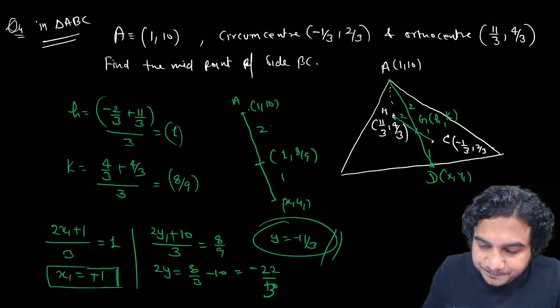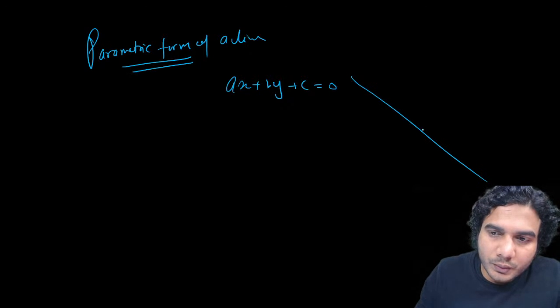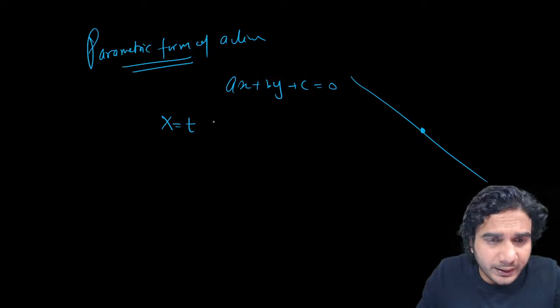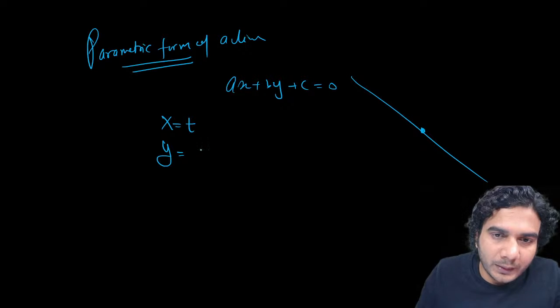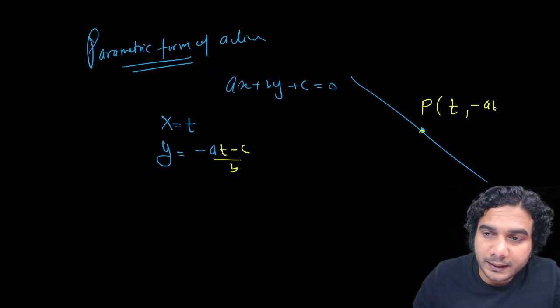Okay, let me mention one point here. Parametric form of a line. So whenever a line is given, like ax plus by plus c is equal to 0, and you need to choose a point on this line, you can write this in parametric form. Take x is equal to t, or you can take y is equal to t, and write y in terms of t. Put x is equal to t and find y. So that is y equal to minus at minus c divided by b. Okay, so any point on this line can be taken in terms of t. These are the parametric coordinates: t, minus at minus c divided by b.